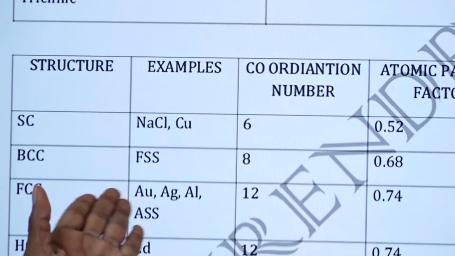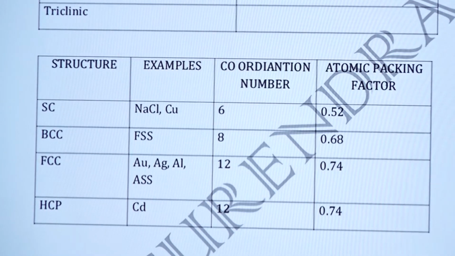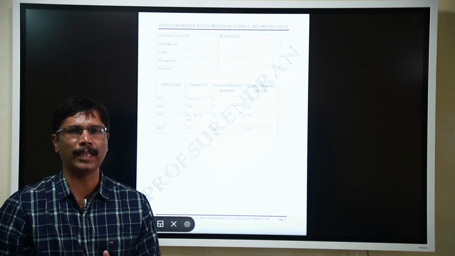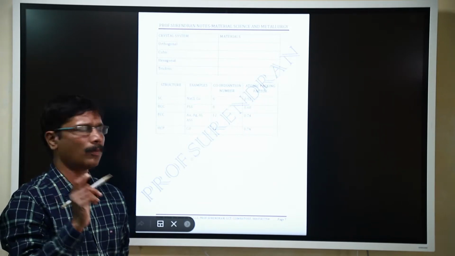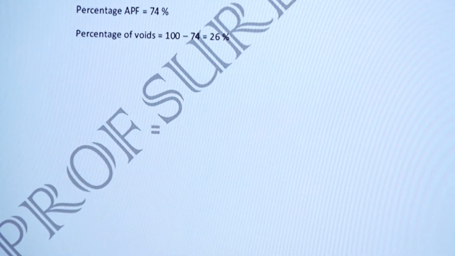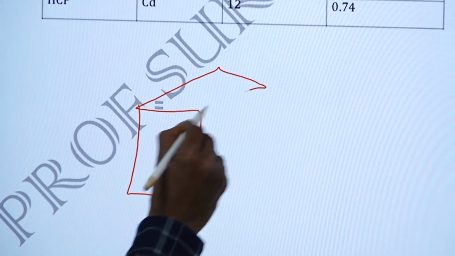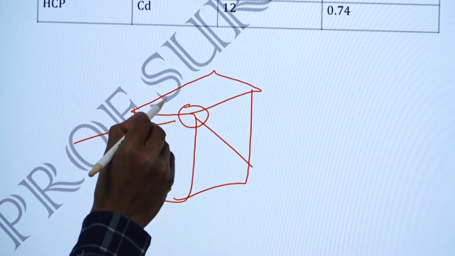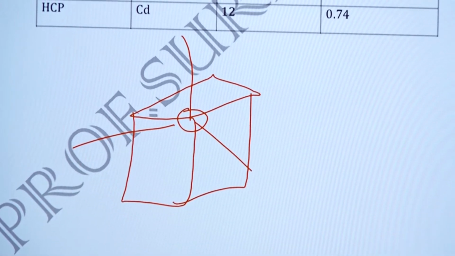Next we are having the examples, and the coordination number and atomic packing factor are comparatively mentioned here. In simple cubic the coordination number is 6, that is, a single atom has 6 neighboring atoms in the single cell. So for each atom we have 6 neighbors: top, bottom, and 4 on the sides, so it has 6.